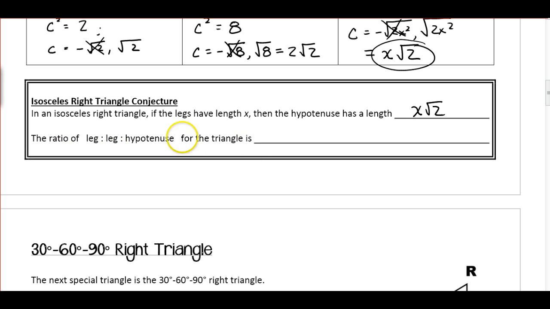Then, a lot of times we like to talk about it in the ratio. The ratio of the leg to the other leg to the hypotenuse for the triangle is 1 to 1 to root 2. Sometimes we'll write this in terms of variables, and I just like to use the variable a. You can use whatever variable you want. I just sometimes stay away from x because it's used in problems a lot. So if one leg is a, the other leg would be a, and that would make the hypotenuse a root 2. This is going to be a little bit more useful for us when we start solving problems.